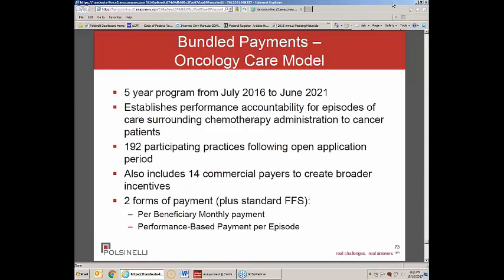And then the oncology care model is a 5-year program that'll go till June of 2021 with various performance accountability measures established for episodes of care around chemotherapy. About 192 practices applied and are participating in the program, and will include 14 commercial payers to provide broader incentives. So in addition to the standard fee-for-service payment, there's going to be a per beneficiary monthly payment and then performance-based payment per episode.